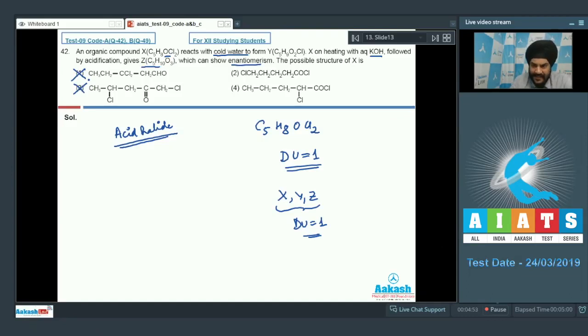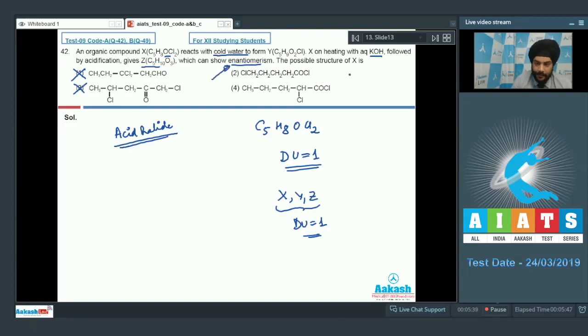If you look at the second condition which is given to us, which says that X on heating with aqueous KOH followed by acidification gives C5H10O3. This also has 1 DU as we had seen before, which can show enantiomerism. On heating with OH minus, both these chloride groups have been replaced by hydroxyl groups. Now out of the given options 2 and 4, all that is left is to check if the product can show enantiomerism or not.